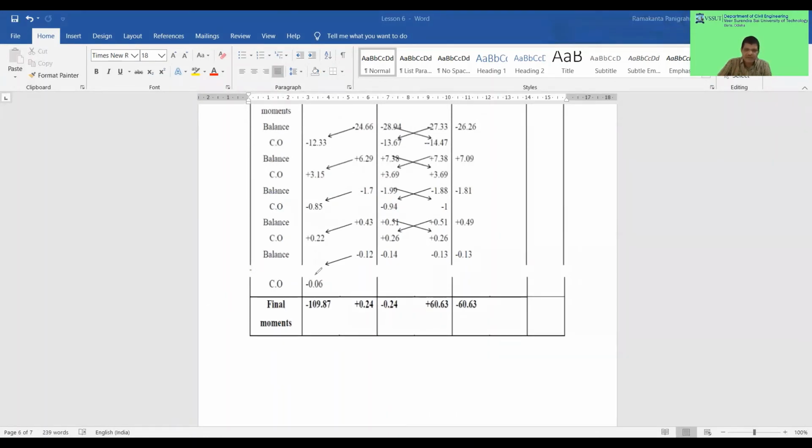You can start the carryover from here. So there is no carryover. Only here carryover is taken, but these carryovers are not being reflected here. So either you stop at balance. It is better to stop at the balance in the sections. Then add the values. You'll find the final moments as we have done in the last problem. Once you find the final moments, then you have to draw the shear force and bending moment diagram. Now see what the shear force and bending moment diagrams are.